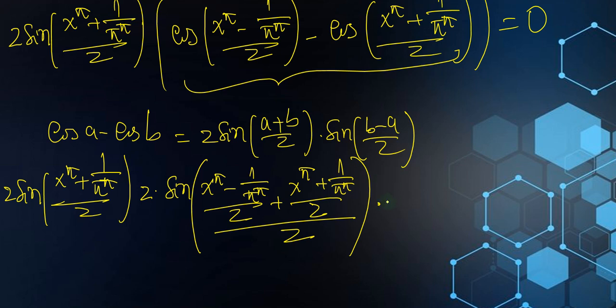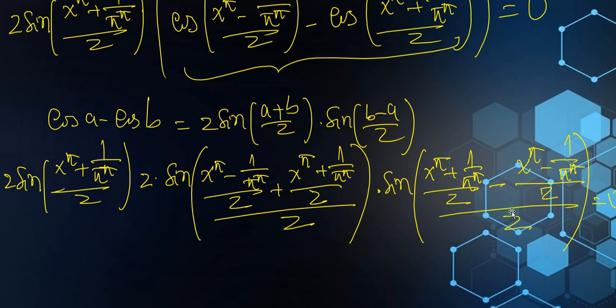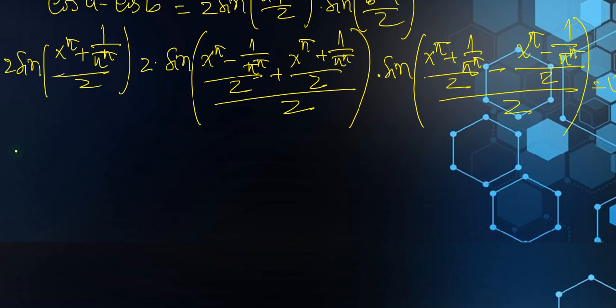And then times sine of, now we're going to have x to the pi here. No, okay, this is b, right? So b plus 1 over pi to the pi divided by 2, and then minus a, which is x to the pi minus 1 over pi to the pi, over 2. This is all divided by 2, right? And now this is equal to 0. Okay, guys, so now let's simplify this. This is sine of (x to the pi plus 1 over pi to the pi) over 2.